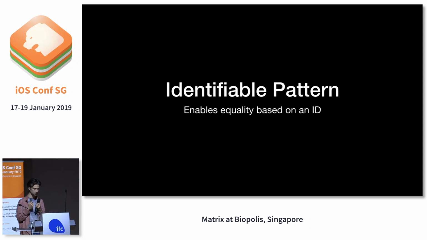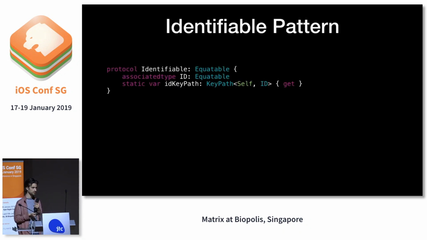So what is it going to look like in code? We're going to define a protocol called Identifiable. It's going to inherit from Equatable. It has an associated type ID, the type for the property that is going to be the ID, and it has, of course, to be Equatable because we want to compare equality based on it. And it's also going to have a static var, which is going to be the key path for the ID property.